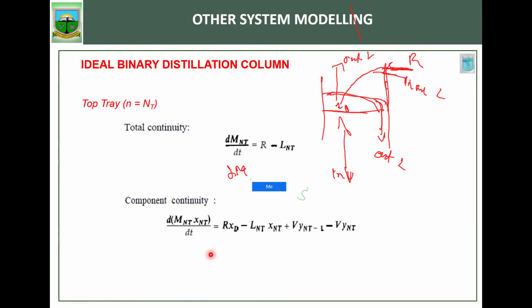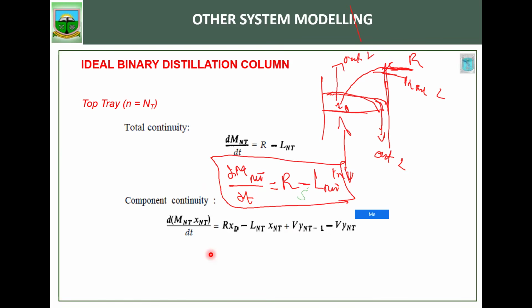light component, which is NT, on this tray, equal to what? Reflux R minus the liquid that is leaving this tray, LNT. Okay. That is going to be the total equation on this tray.